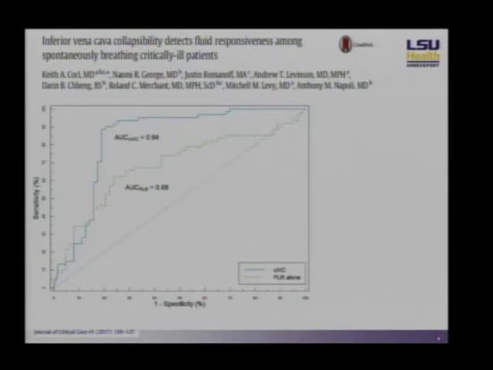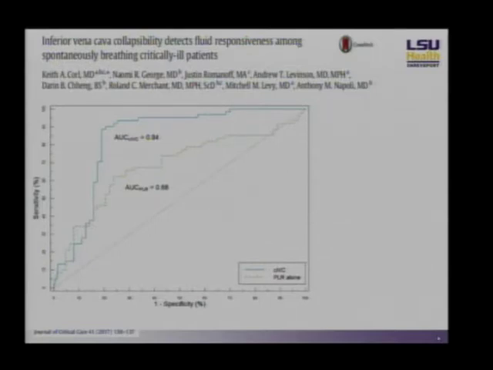2017, Coral and their group took a look at patients and said, okay, fine. We will look at IVC with spontaneously breathing patients. And you know what? 84% predictability just by putting a probe on somebody's belly and seeing if their IVC is compressible or not will tell you whether or not they're preload responsive. Non-invasive, easily reproducible to the point that you do it, you see if they're compressible. If they are, you give them a volume challenge, you can repeat it.